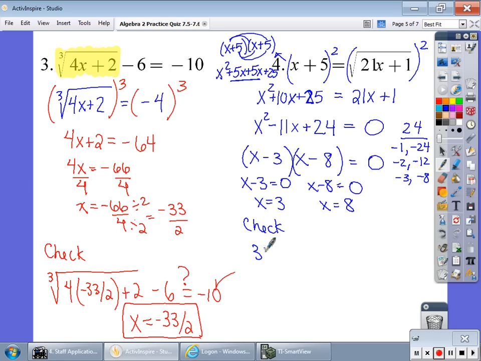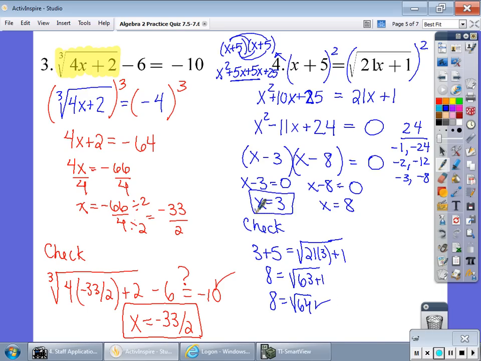So we have 3 plus 5. Does that equal the square root of 21 times 3 plus 1? Well, 3 plus 5 is 8. Does that equal 21 times 3, which is 63, plus 1? 8 does equal the square root of 64. That works out. So x equals 3 is a solution.